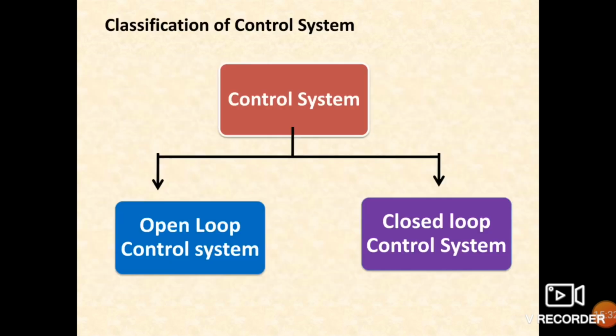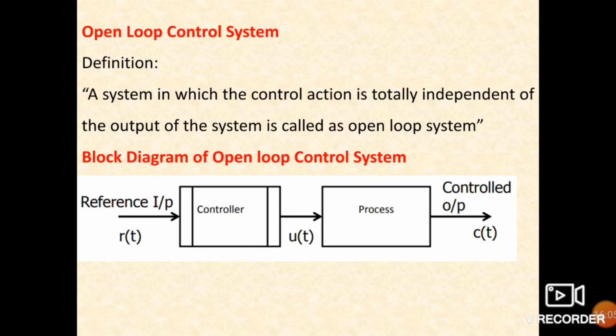Next we will see the classification of control systems. Till now we have seen what we mean by a system and a control system, and an example of how we can differentiate a system and a control system. Next we are going to see the classification of control systems. We can classify control systems as open loop control systems and closed loop control systems. We will see each one by one. First we will see the open loop control system.